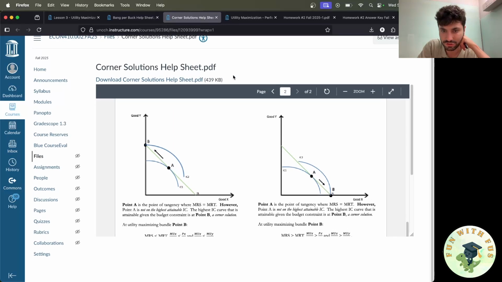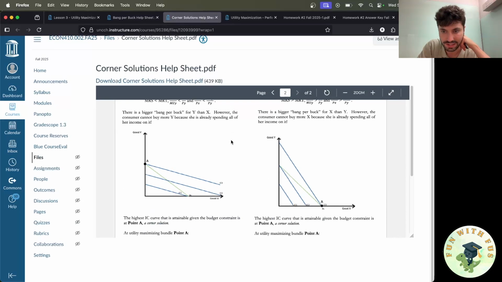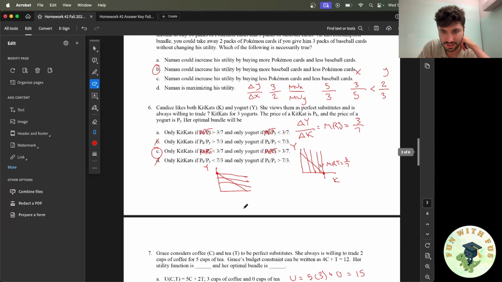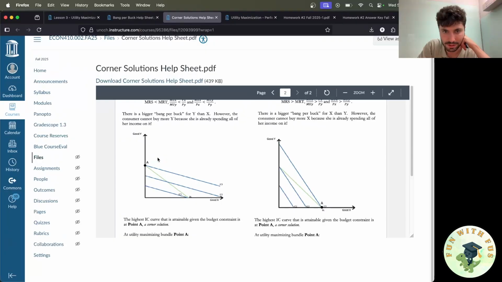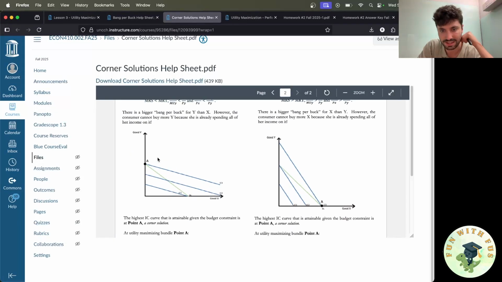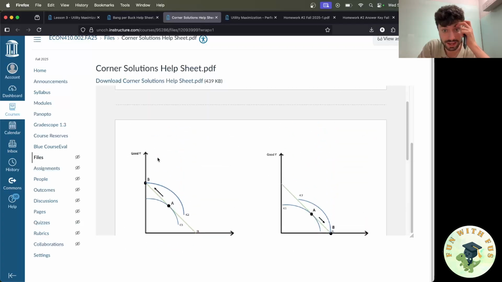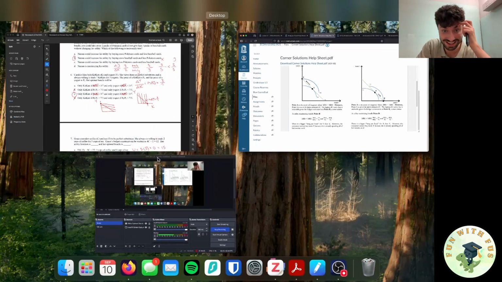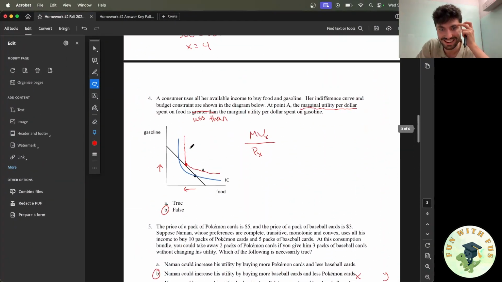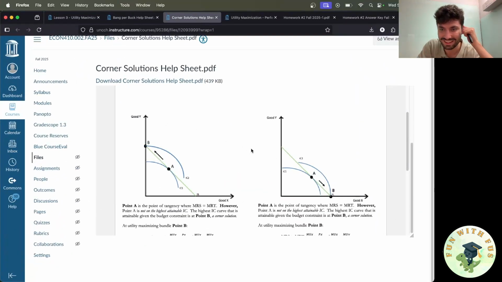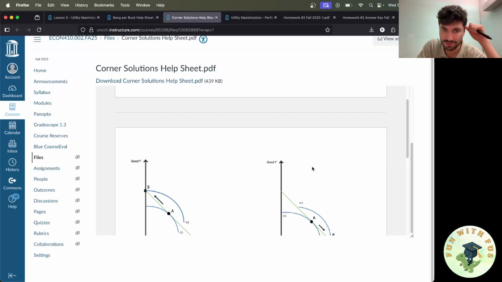This corner solution help sheet I thought was pretty good. This question I think comes from the help sheet, it's kind of ripped from it. And also the concave question, wherever we had that. Number 3 also explains to you why a concave curve is always a corner solution.